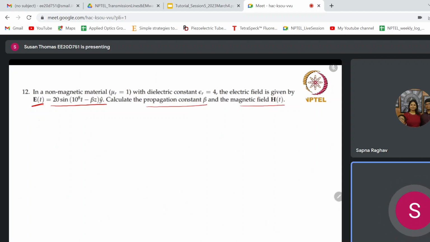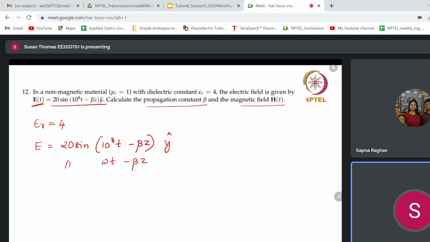Epsilon r is given as 4. The electric field is given as 20 sine of (10 power 8 t minus beta z) into y cap. Here it's omega t minus beta z, and 20 is the magnitude of E. So what is the understanding from here? The magnitude of E is 20, the angular frequency is 10 power 8, and the electric field has a y component. Now we need to calculate the propagation constant beta.